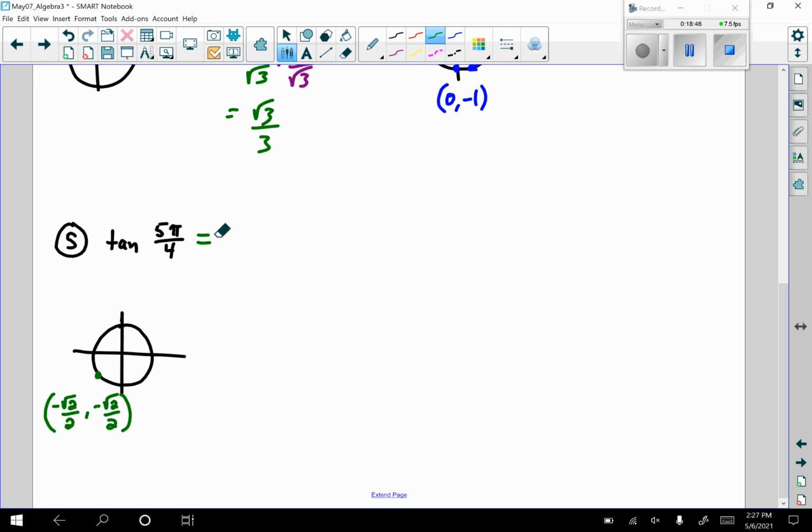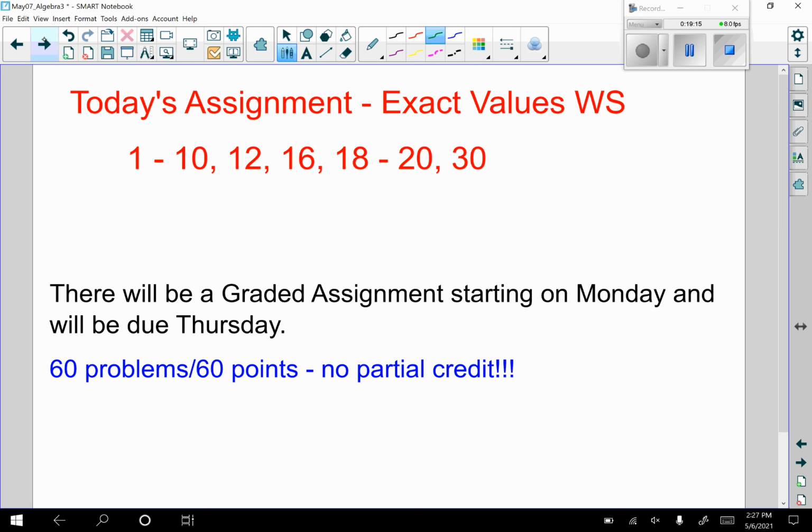So this becomes sine divided by cosine, negative radical 2 over 2, divided by negative radical 2 over 2. Now, since they're both the same numbers, what do you get anytime you divide a number by itself? 1. But we could still show it this way. The negative radical 2 over 2 times a reciprocal, 2 over negative radical 2. So the 2's cross out, negative radical 2's cross out. We're left with 1's everywhere. So this is 1.